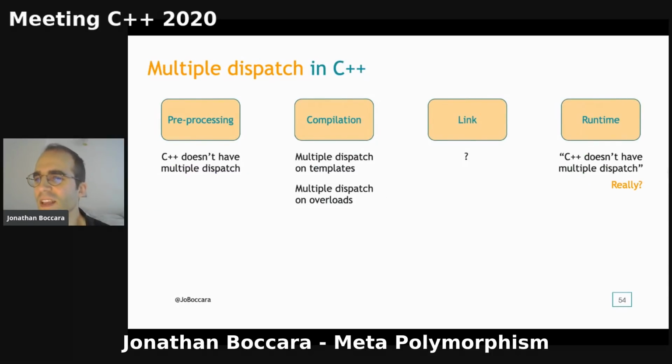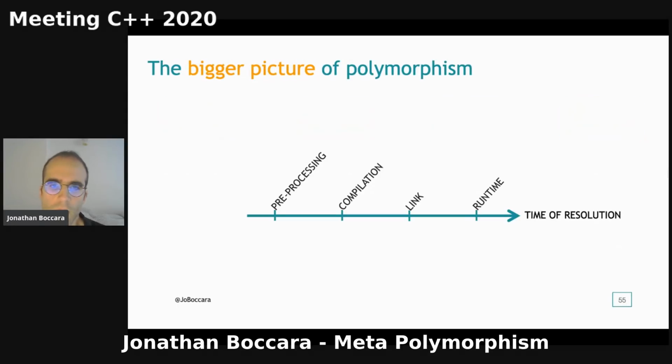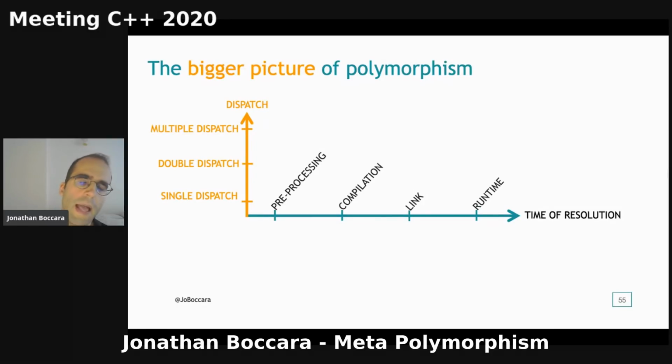So C++ doesn't have multiple dispatch at runtime. Is that really true? Strictly speaking, it is true, but there are ways to emulate it with visitor, with virtual assignable and all that goes along with it, and with the map that associates type info to functions. So in our bigger picture of polymorphism, where we saw the axis of time, there's the second axis of dispatch. We have single dispatch, double dispatch, multiple dispatch, and we have seen quite a few points, quite a few dots in that space where there is a possible solution in C++ to do various kinds of dispatch at various times of resolution.